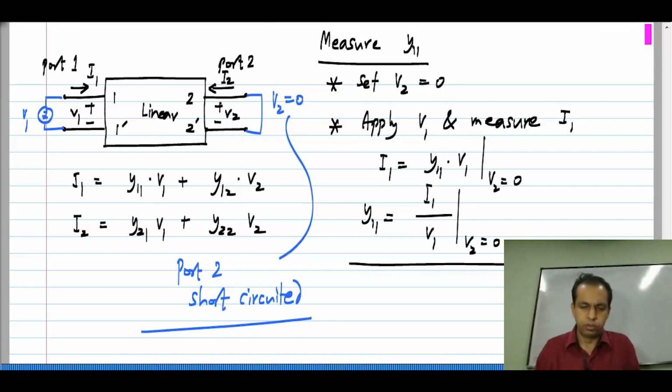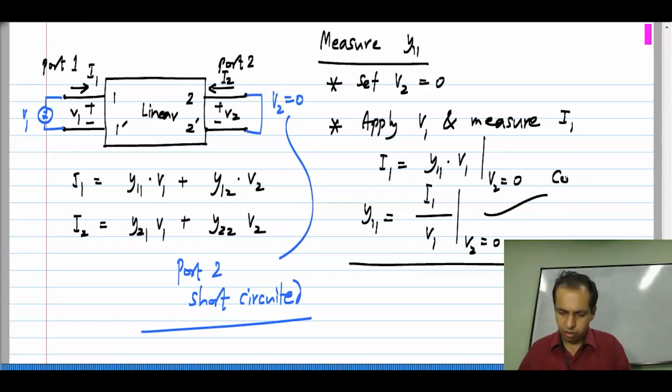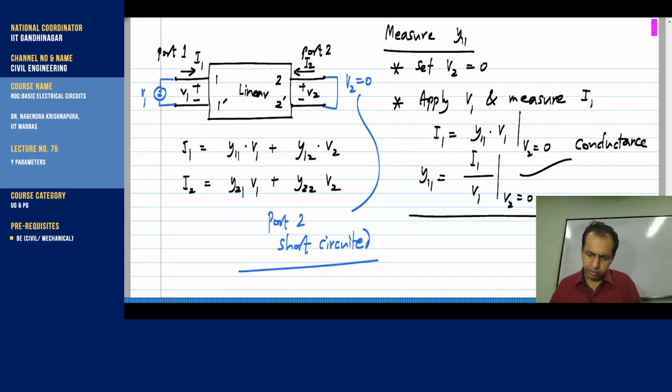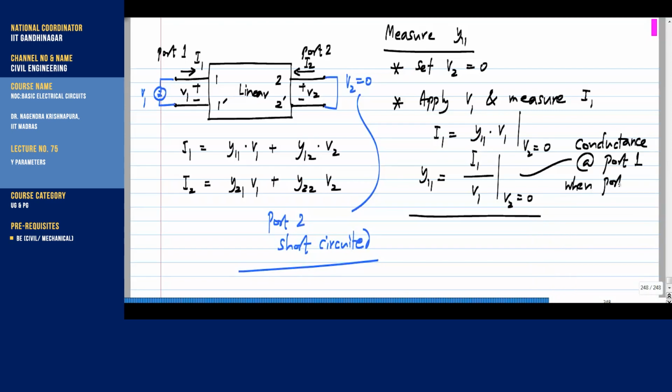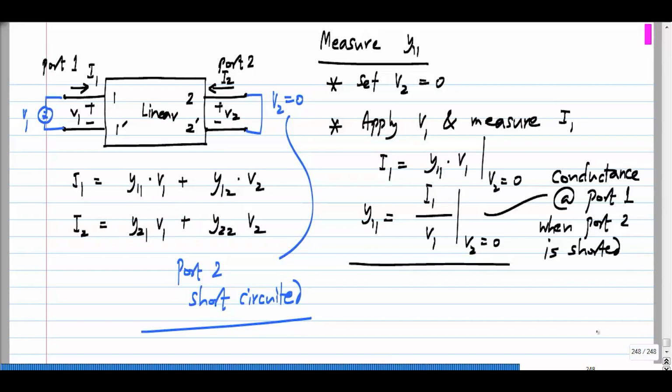Okay. So, you short the second port and essentially measure the conductance looking into the first port. Because when you short circuit the second port, we just have these two terminals to play with. We apply a voltage and find the current going there, take the ratio of current to voltage. So, this is nothing but the conductance at port 1 when port 2 is shorted. Okay. So, that is how you measure Y11.